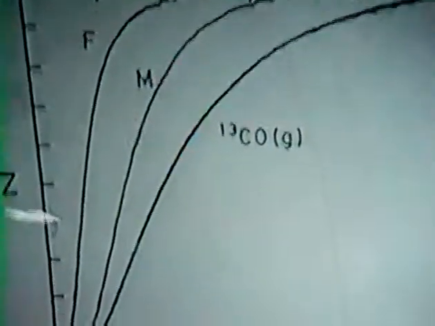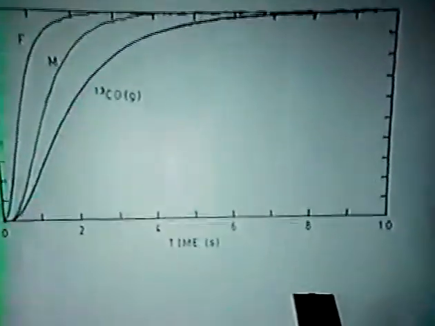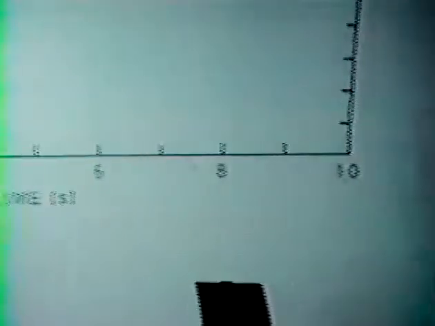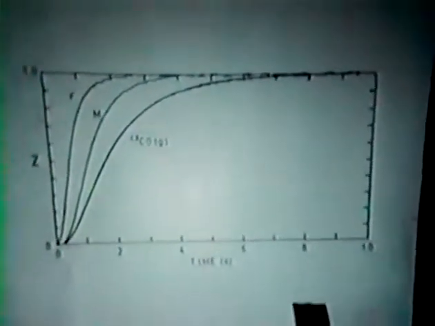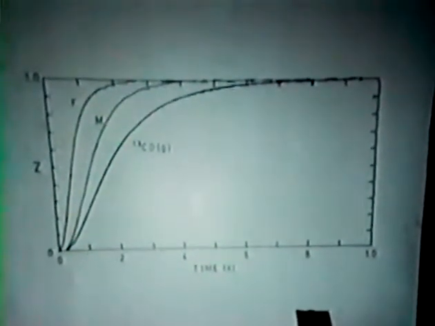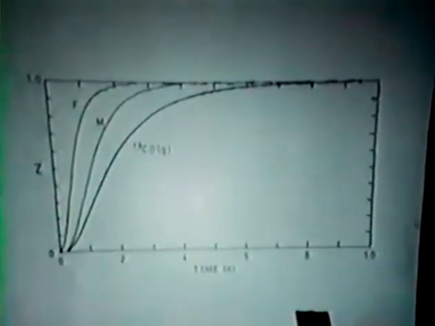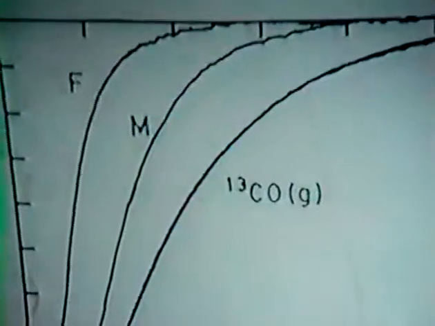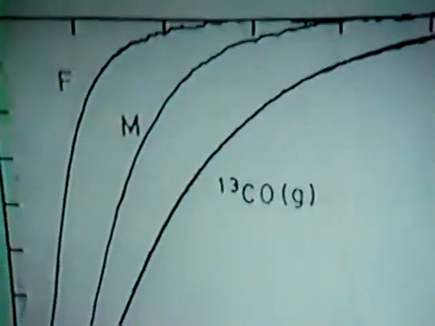Quantity Z here is the fraction of carbon-13 which occurs in the molecules of a given product. For instance, in the CO there, the Z would be the fraction of the CO molecules in the gas phase which are carbon-13 CO molecules. And this represents a sort of blank of the whole experiment.